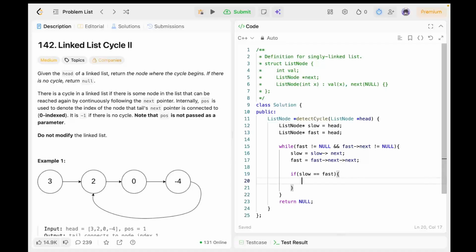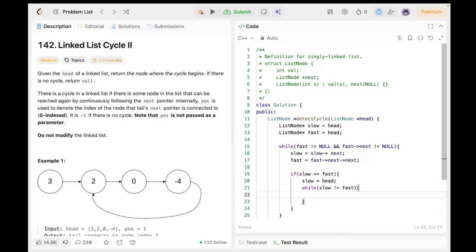If I got the cycle, what we will do, I will tell my slow, can you move to head again? Okay. My slow moves to head. Then we will again start traversing the linked list till my slow is not equal to fast. If they are meeting at some point, it means we got our starting node.